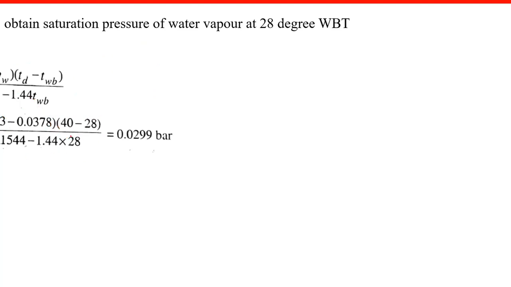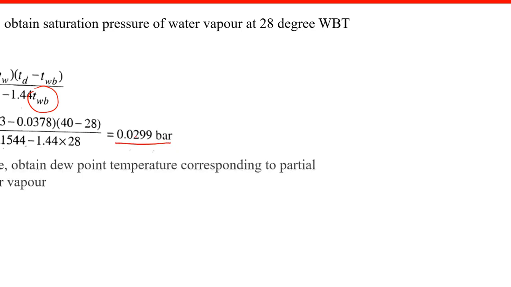So 28 degree in degree centigrade. Just remember, don't make a mistake here. TWB in degree centigrade. So we obtain PV as 0.0299 bar. From the steam table, obtain the dew point temperature.